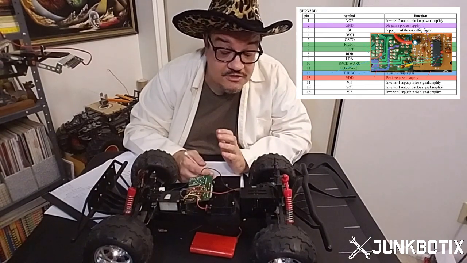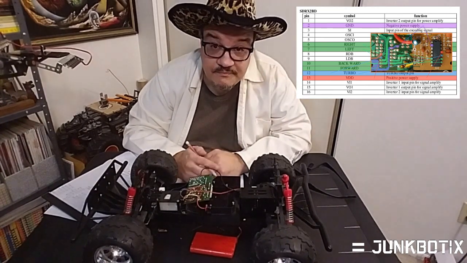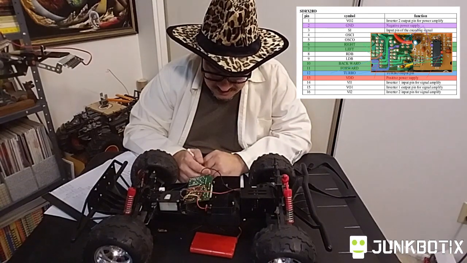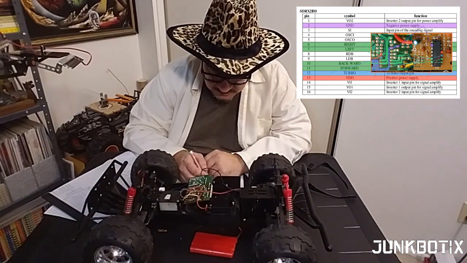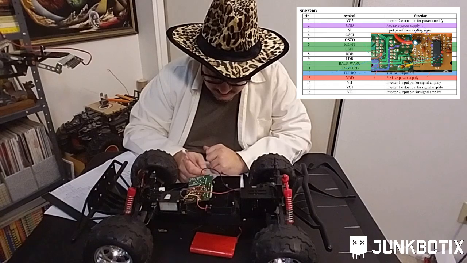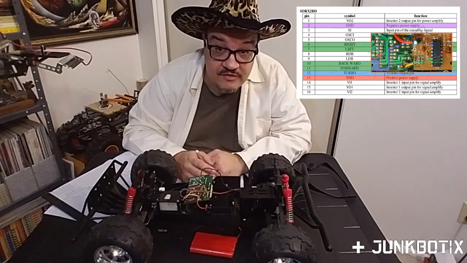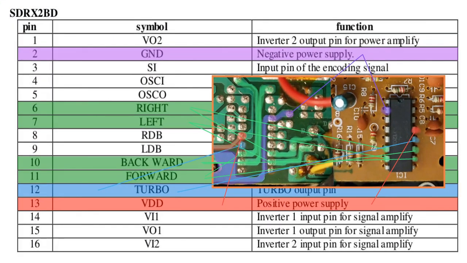If you happen to have the turbo function on your vehicle, pin 12, all you have to do is basically apply the voltage that's coming in on VDD, which is pin number 13. Apply that voltage to any of those pins and any of those pads, and that'll activate the function.